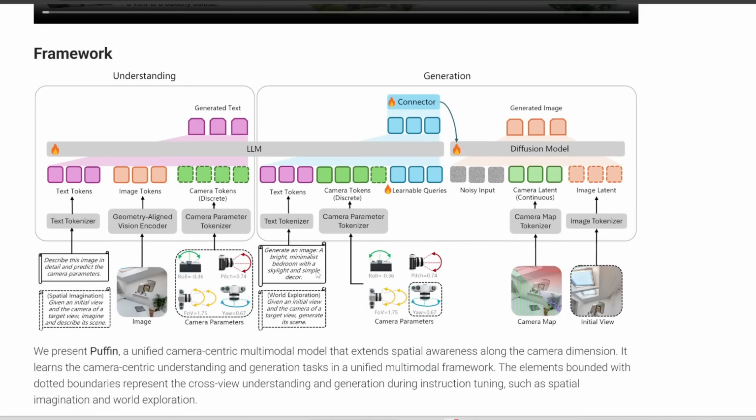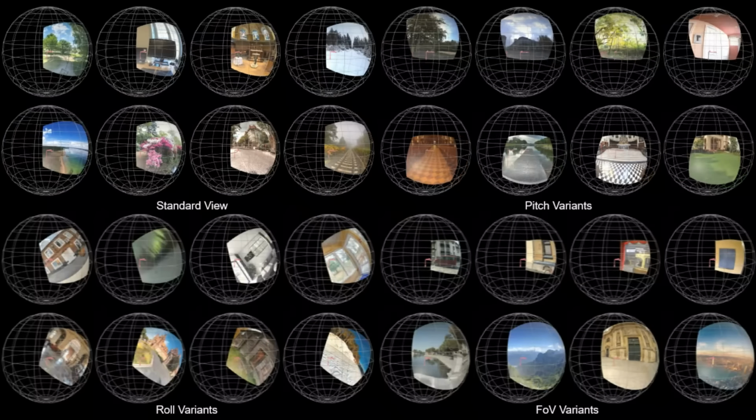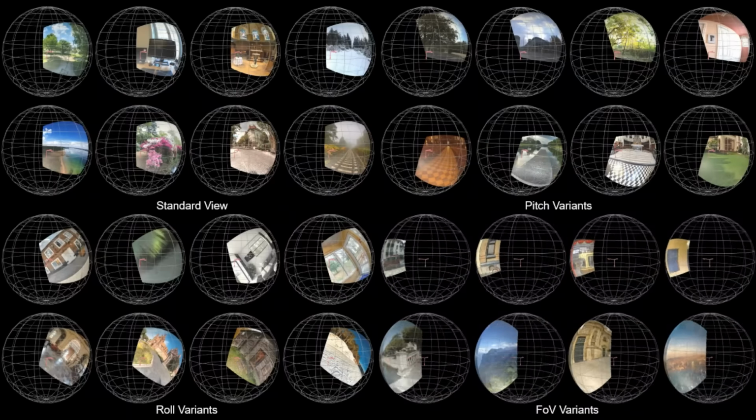Now, in addition to just releasing the model, they've also released the full dataset with 4 million sets of image, text, and camera data samples that were used to train this Puffin model. So you can actually take this dataset and train your own model to get an understanding of camera physics.